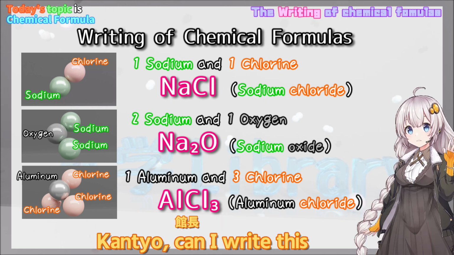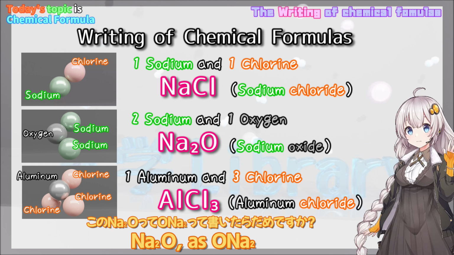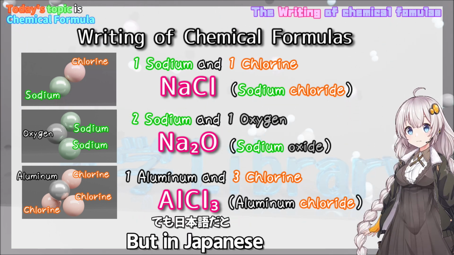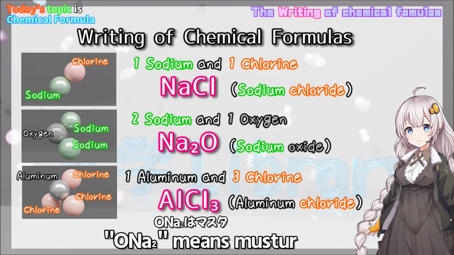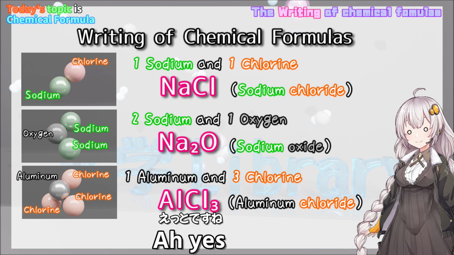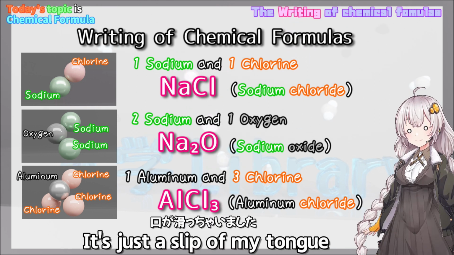Concho, can I write this Na2O as ONA2? I think that is easier to see. You've got a point, but in Japanese, ONA2 means must. You had better not say that. What? Ah yes. It's just a slip of my tongue.